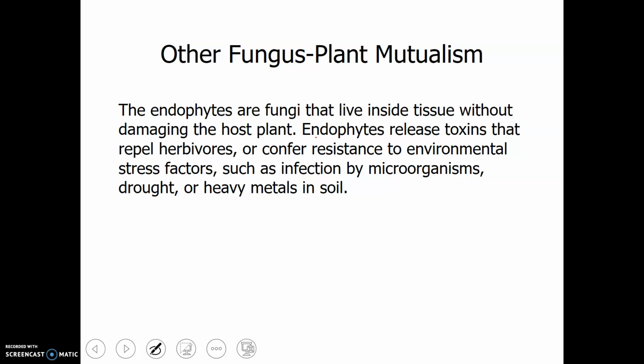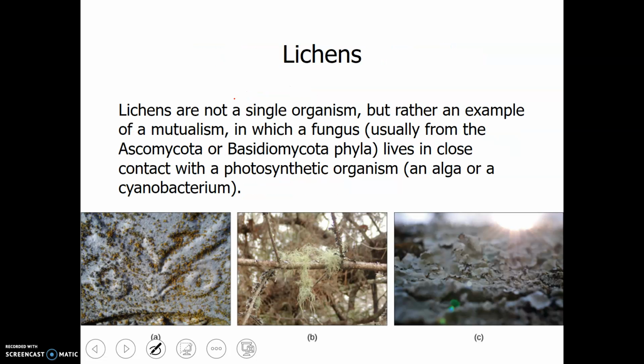So some fungi and plants have a mutualistic relationship where the fungus actually protects the plant from being eaten or gives it resistance to bacteria or heavy metals, that kind of thing. Lichens, that's another symbiotic relationship. The fungus is either from the Ascomycota or the Basidiomycota, but the photosynthetic organism in the relationship is either an alga or algae or a cyanobacterium.